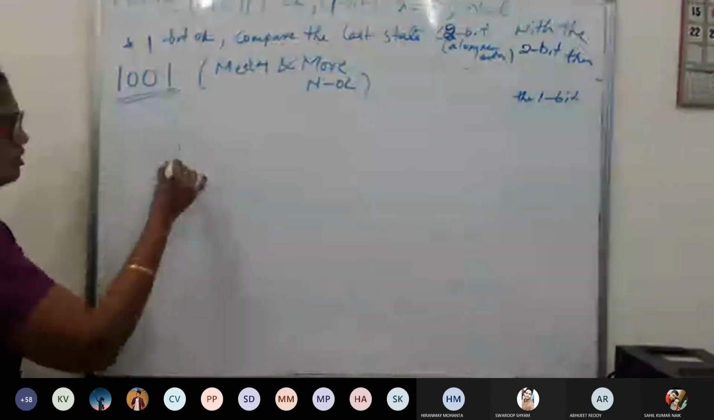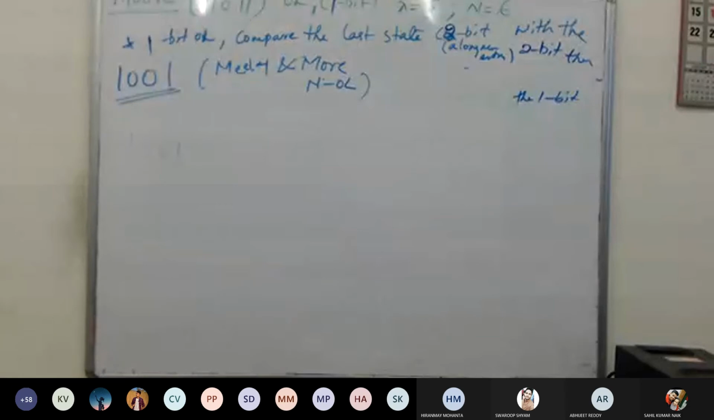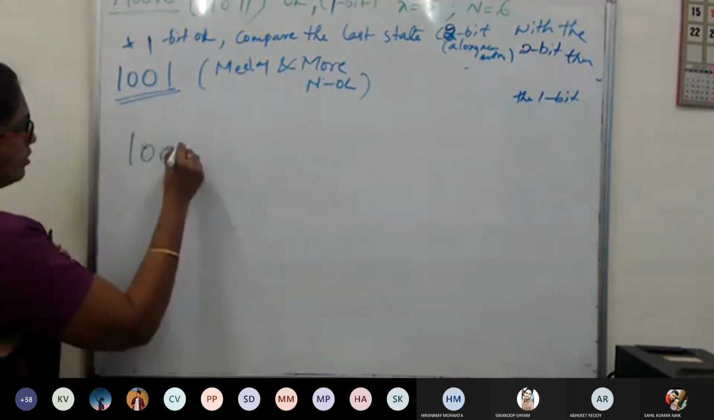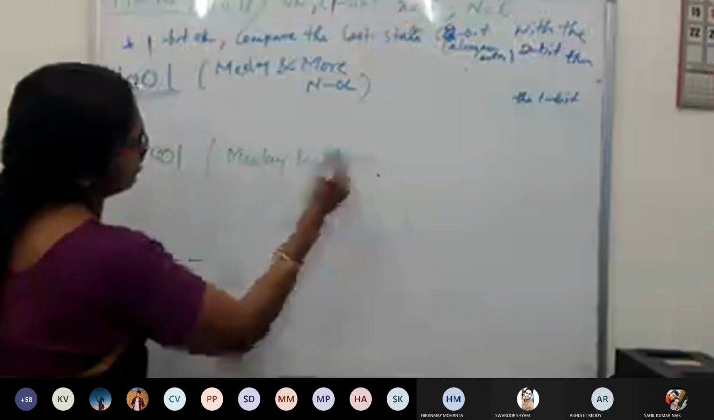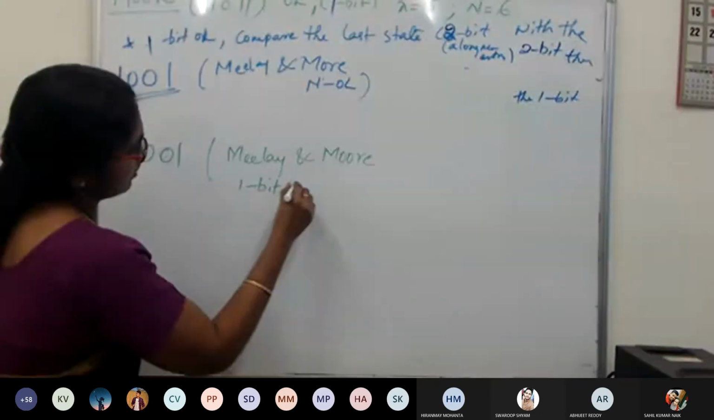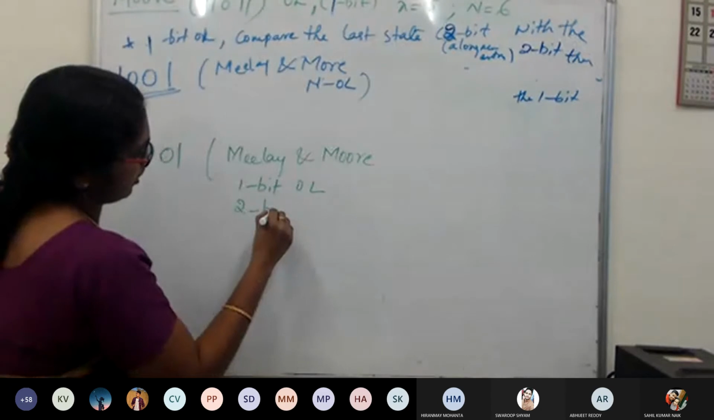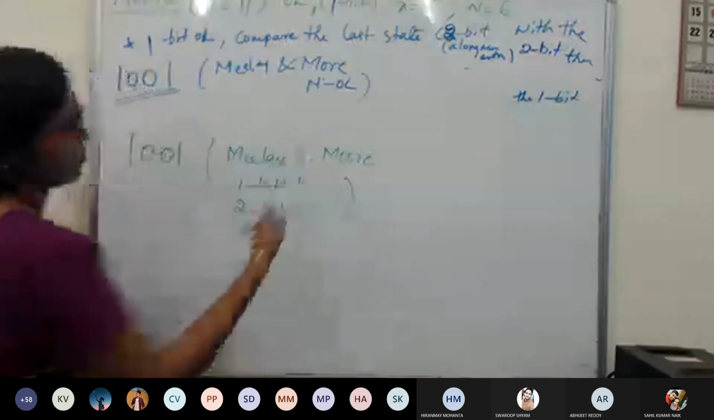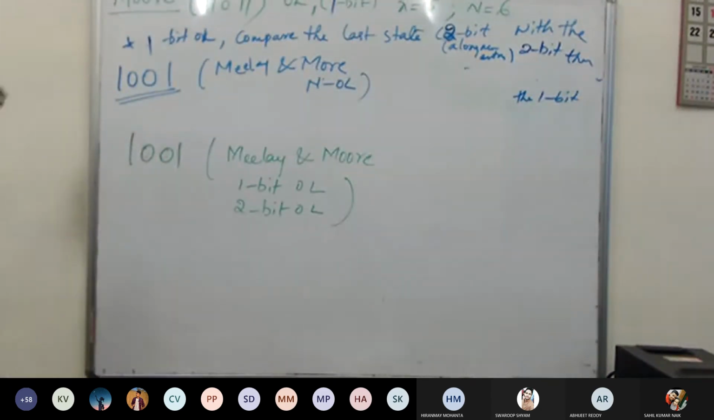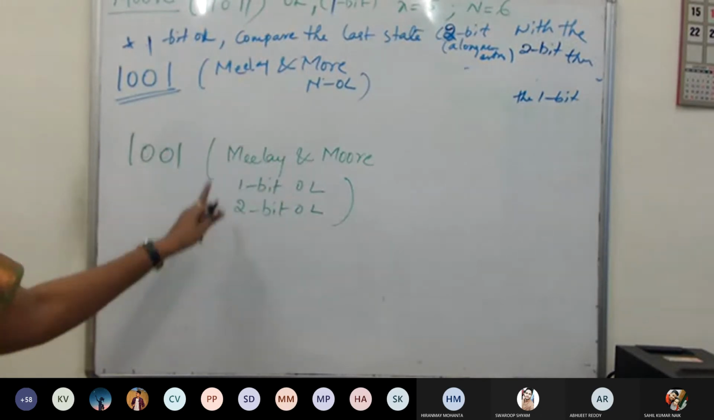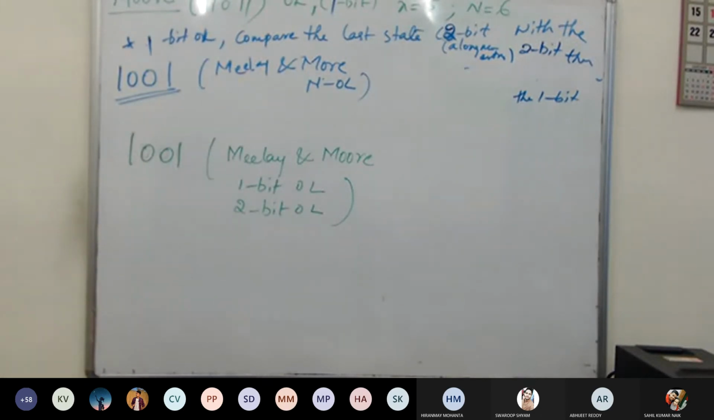Same thing, 1001. Mealy, Moore. One bit overlap, two bit overlap. Both. So total, so one bit overlap, two bit overlap, total 4 circuits. Total 4 circuits. Please give me.